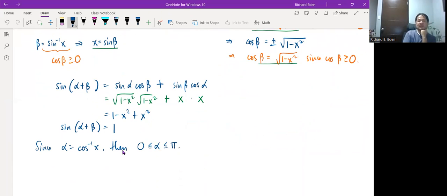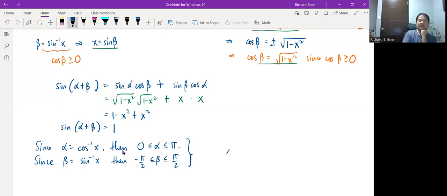Now, on the other hand, beta is sine inverse of x. Then beta is in which quadrants? First and fourth. Or at least what range? All right, so negative pi over 2 going to pi over 2.